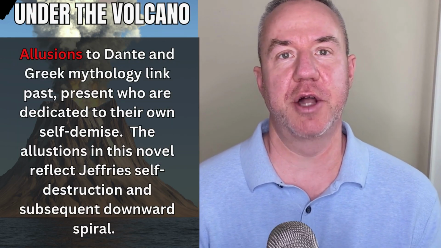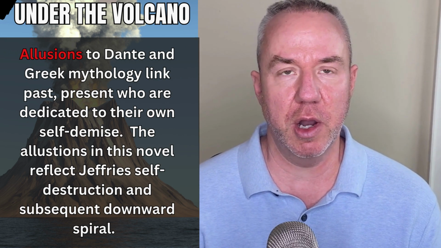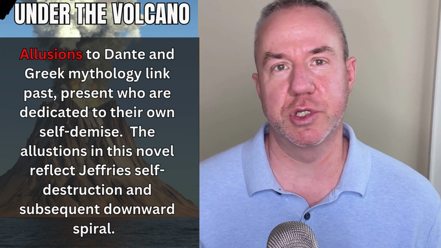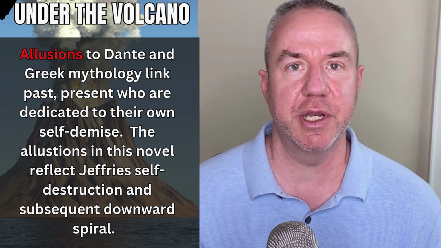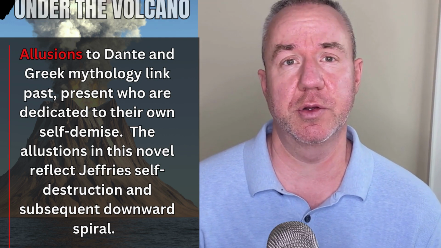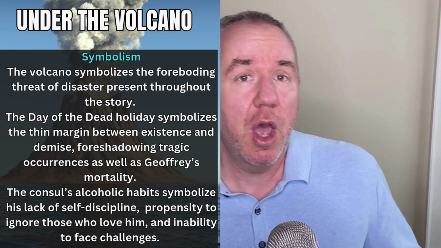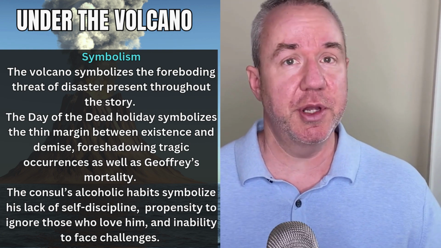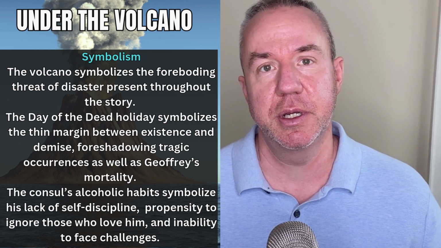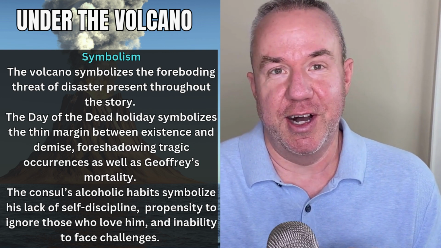In Malcolm Lowry's Under the Volcano, we can see a lot of allusions to Dante and Greek mythology throughout, especially characters who are bent or determined to destroy themselves. And that's definitely the path that Jeffrey, the main protagonist of the novel, inevitably follows. And once again, there's a lot of symbolism. Symbolism within that novel can be seen in the image of the volcano itself, something that maybe is harmless and stagnant, but at the same time, there is great destructive power.